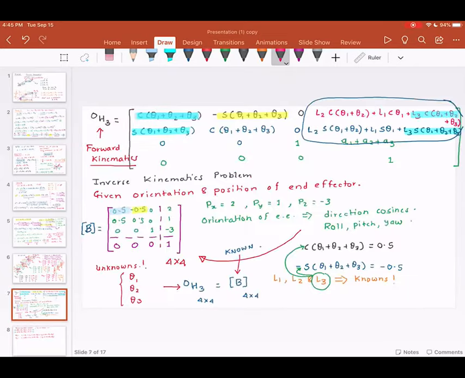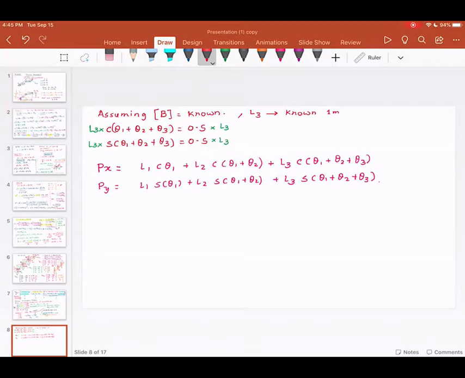Now, what is Px? Px is this guy. What is Py? Py is this guy. What is Pz? Pz is this guy. And it's known. So now what I'm going to do is subtract 0.5 L3 from the left hand side and the right hand side of the equation. So my expression is now going to become Px minus 0.5 L3 is equal to L1 cosine theta 1 plus L2 cosine of theta 1 plus theta 2. And then please note that the right hand side will be subtracting L3, so this term will cancel out this term.